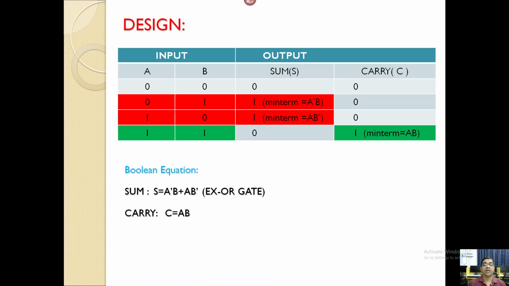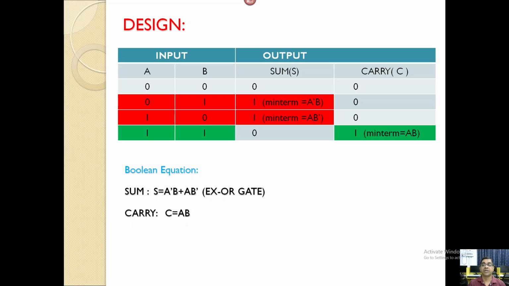For the sum, as in the binary addition we already performed in the previous classes, for 0 0, if we perform the addition of the two single bits, the output of sum is 0 and carry is 0. And if the input value is 0 and 1, that means A is 0 and B is 1, we get sum equal to 1 and carry 0.